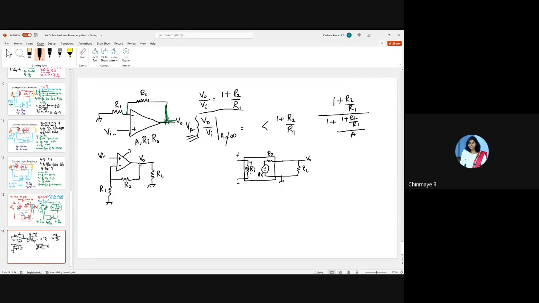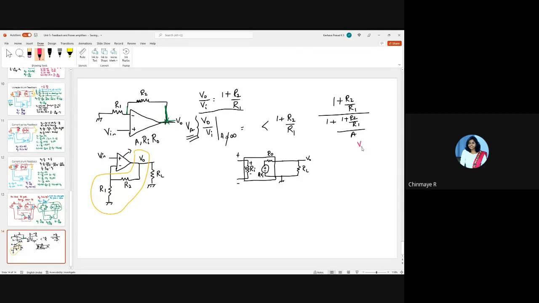Now, we are taking part of the output voltage and feeding this back to the input. I will just draw this part of the circuit, okay? Let me just draw this part of the circuit. So how does this circuit look to you? How does that circuit look?